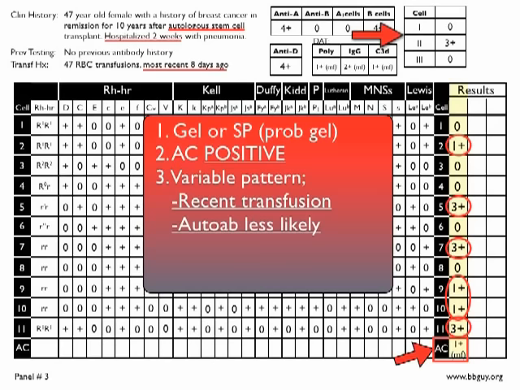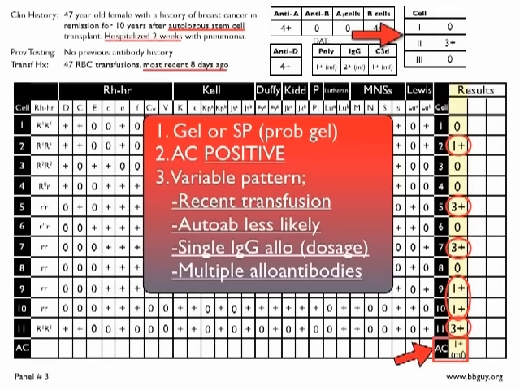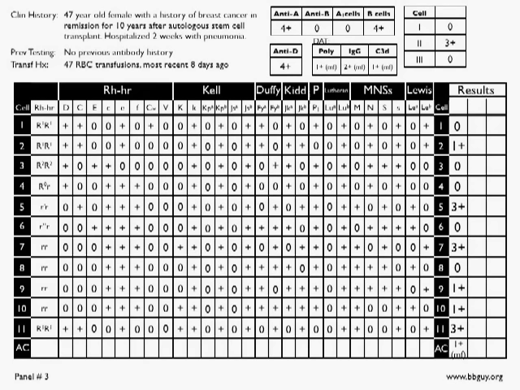Now, in terms of the antibody itself, well, given the pattern that we see outside of the autocontrol, it's the same as the last one that we looked at in panel two. A single IgG alloantibody showing dosage is likely, as well as the possibility of multiple IgG alloantibodies. Either of those could be true. Okay, so with all that being said, now let's take a look at the panel itself and interpret what we see on this panel in light of what we know about the autocontrol.